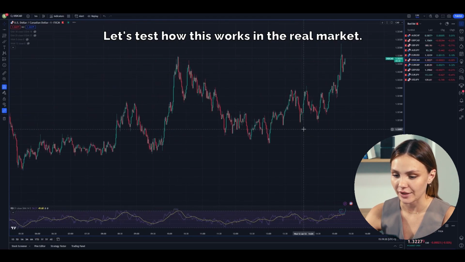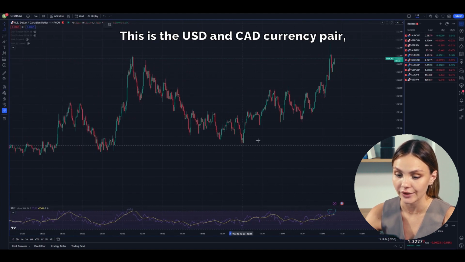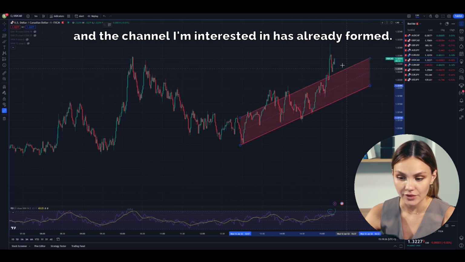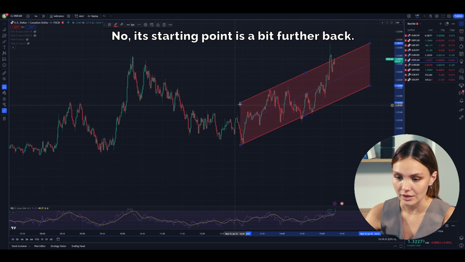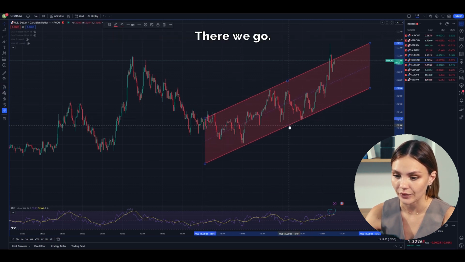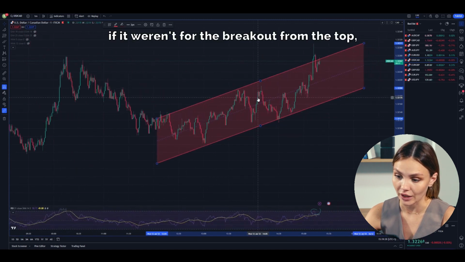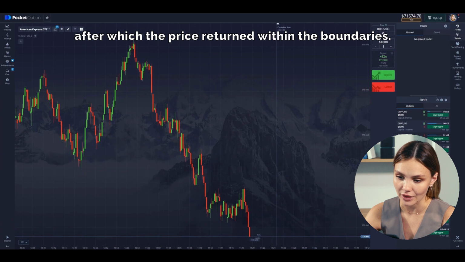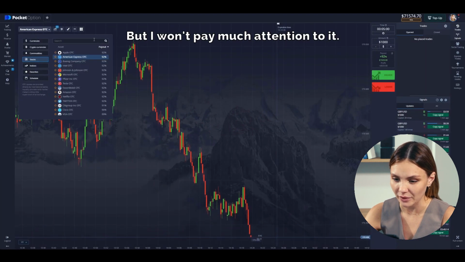Let's test how this works in the real market. This is the USD and Canadian dollar currency pair, and the channel I'm interested in has already formed. I'll draw it now. Its starting point is a bit further back, so I need to extend the line. There we go. Almost a perfect channel, if it weren't for the breakout from the top, after which the price returned within the boundaries. But I won't pay much attention to it.